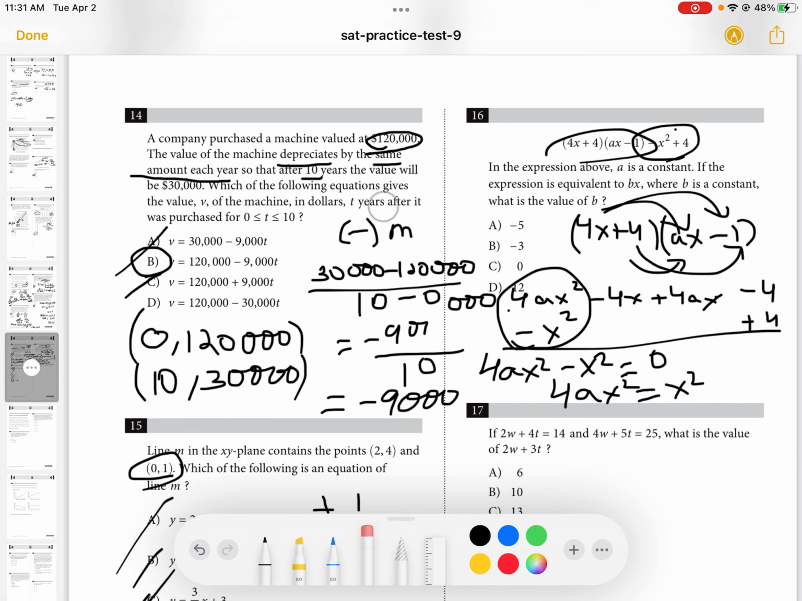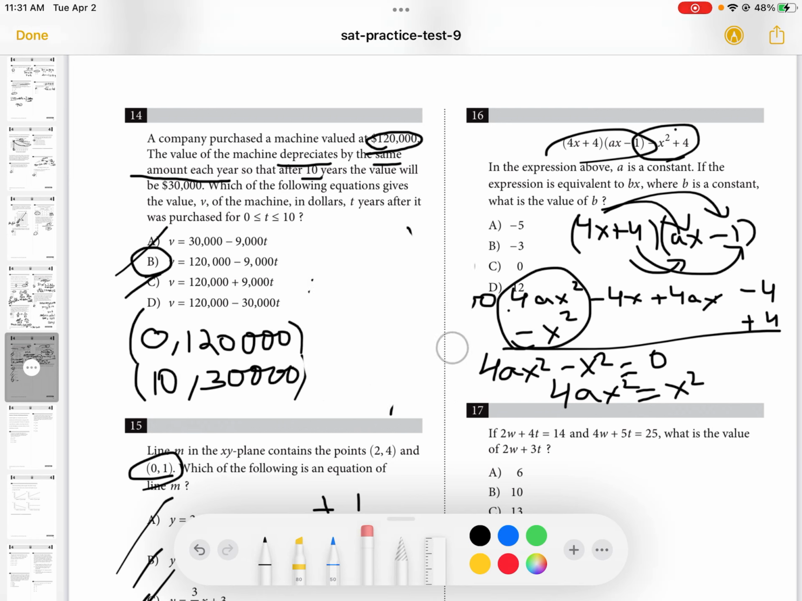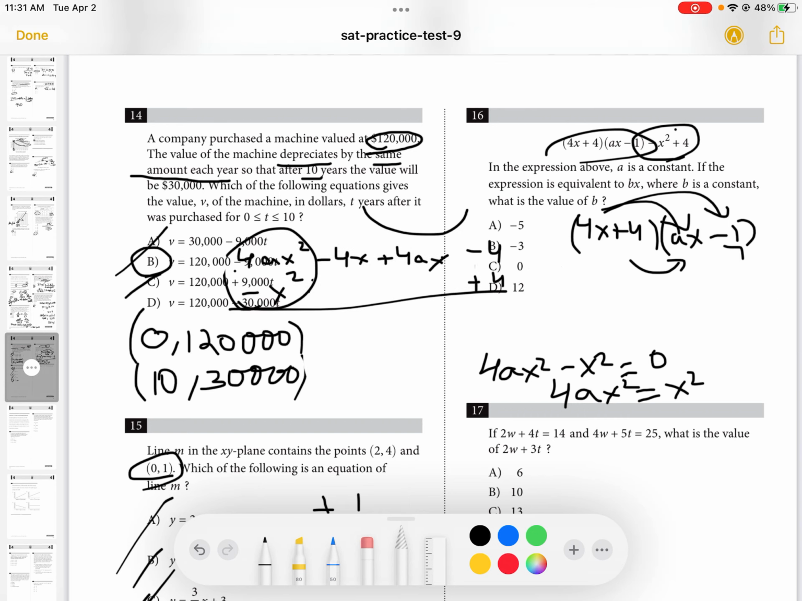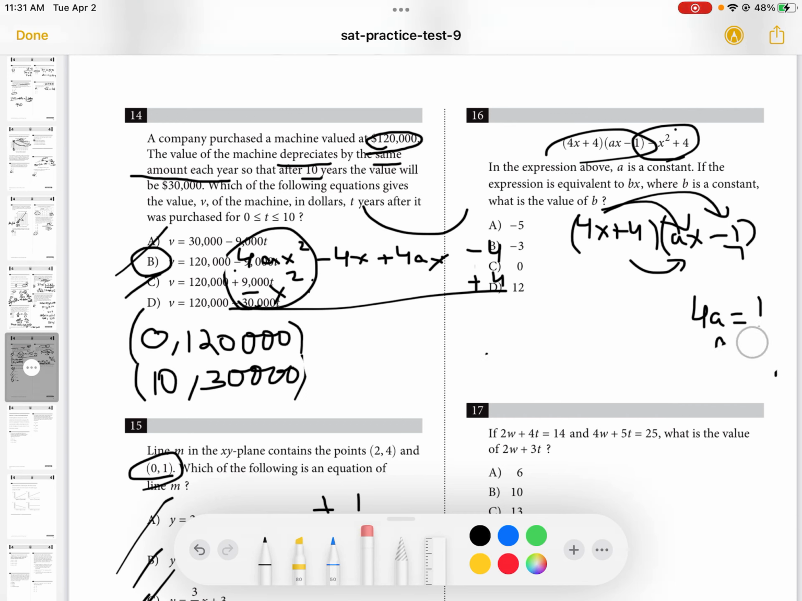Let me erase this part so we can bring some of our work over here. I don't need this bit over here. We know that this has to be true. When we divide both sides by x squared, we get 4a equals 1. So a equals a quarter. So we know the value of a. A is 1 quarter.